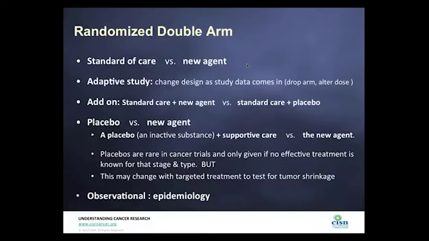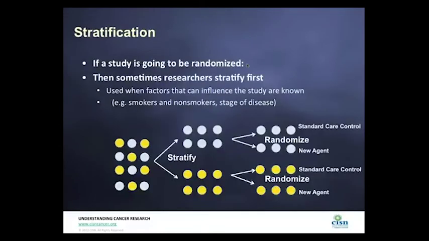So stratification is a term you may not have heard of, but it's a really important term, and it's really important in a study that it happen if it can. And what it is, if a study is going to be randomized, then sometimes researchers will stratify first. The easiest explanation is to say, let's take all smokers and put them in one group. Let's take all non-smokers and put them in another group. And then let's randomize them. So the smokers will get randomized in the standard of care and new agent, and the non-smokers will get randomized in the standard of care and new agent.